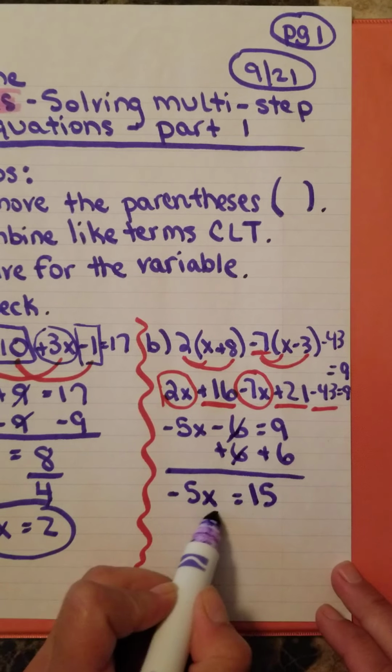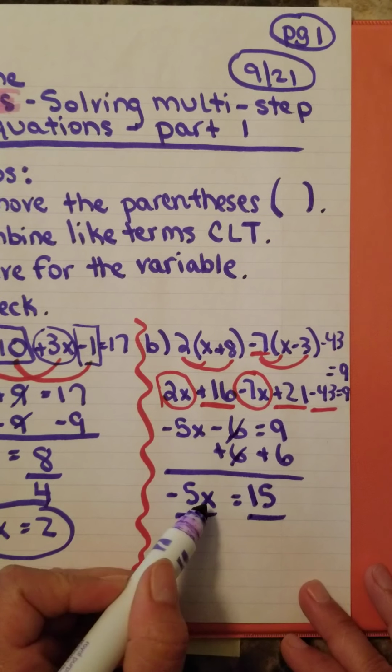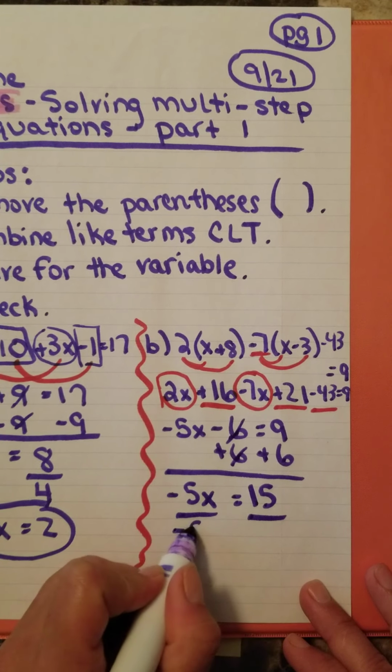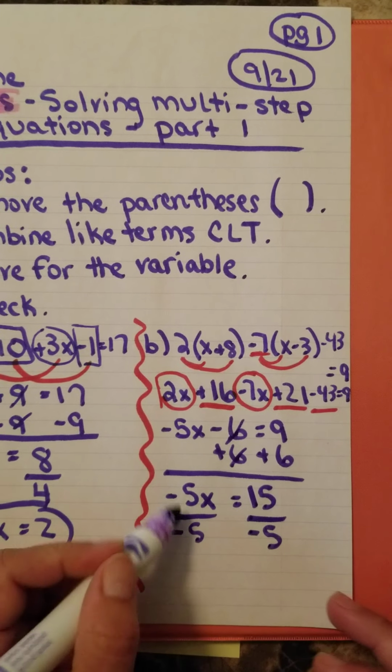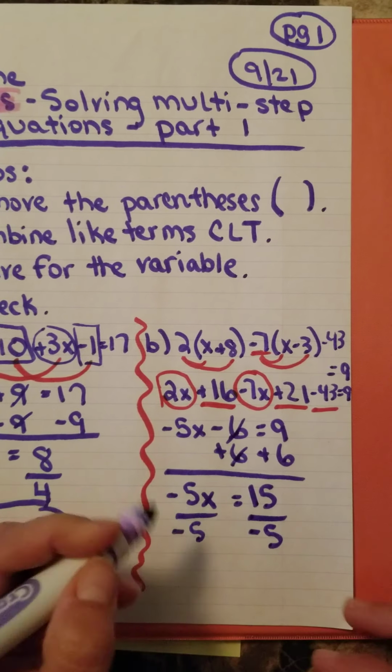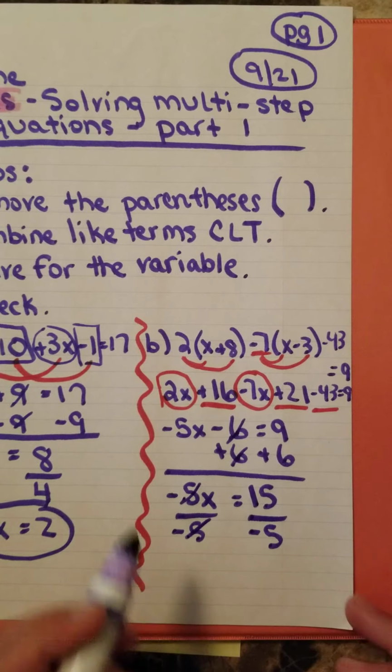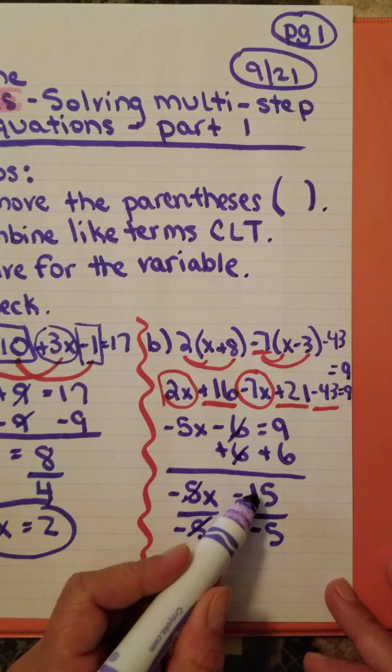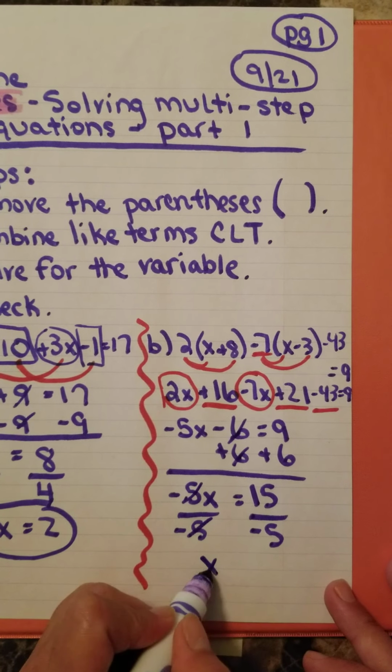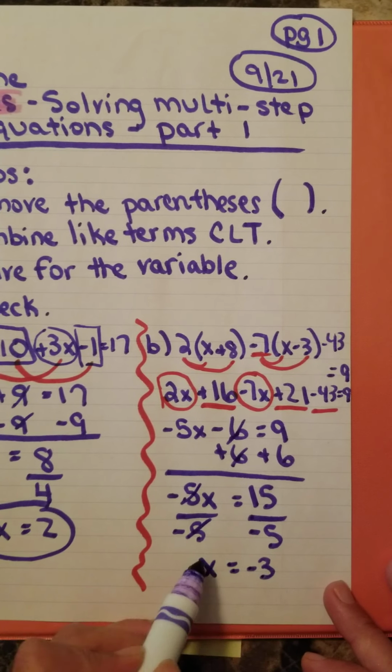Now on both sides, I see multiply by negative 5, so I'm going to divide by the same number, negative 5. I keep the sign with it because I'm multiplying and dividing. Negative 5's cancel out. Then I go ahead and divide. 15 divided by negative 5 is negative 3, so x equals negative 3.